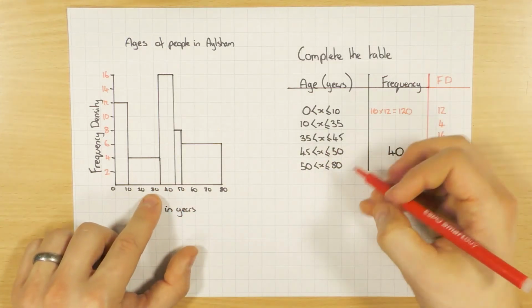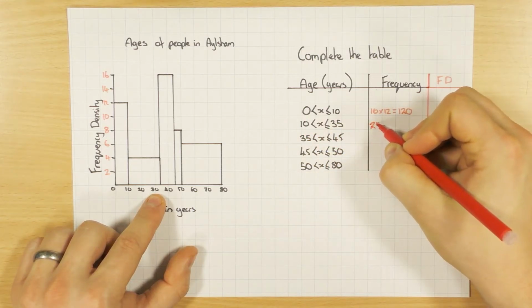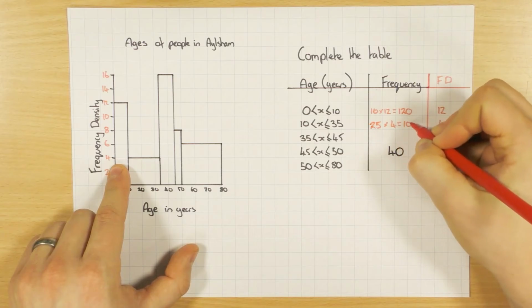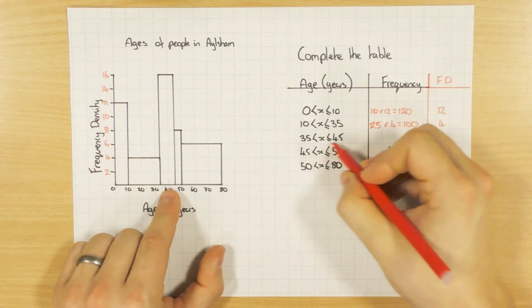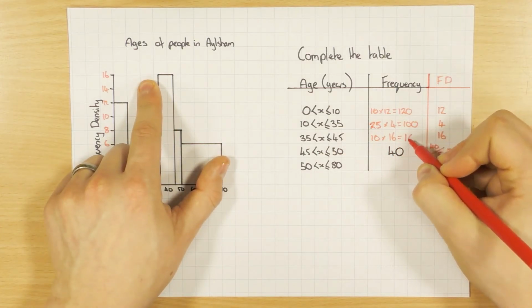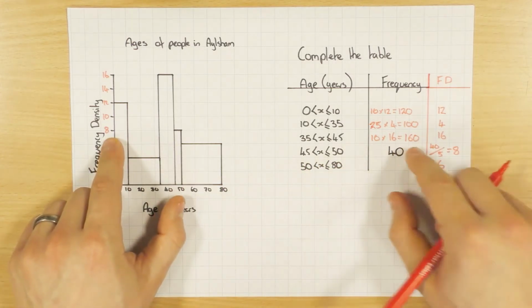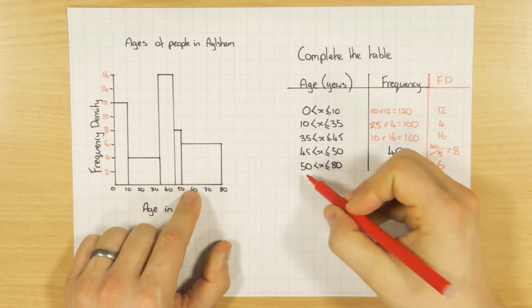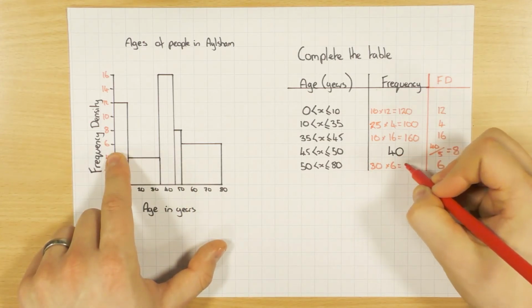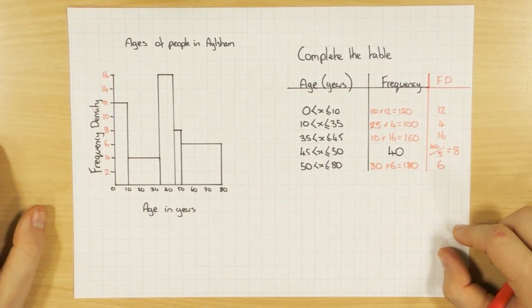This one here, the class width is 20. Oh no, sorry, it's 25, isn't it? Yeah, be careful there. It's 25. Times that by the height, which is 4, so it's 100. Next one, the class width is 10 times by the height, which is 16, which is 160. Again, we had this one here, so we've got the 5 times 8, which is 40. Yep, that's fine. And then this one here, the class width is 30 times by the height, which is 6, which is 180.